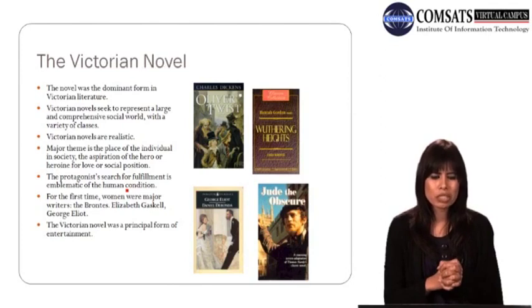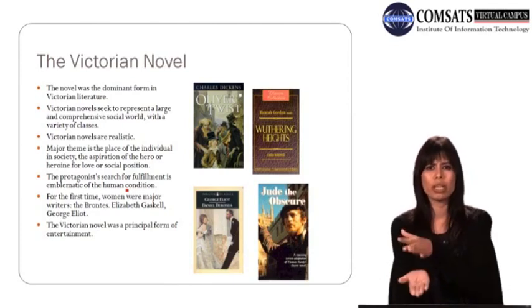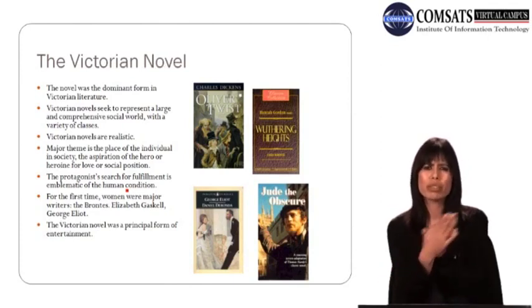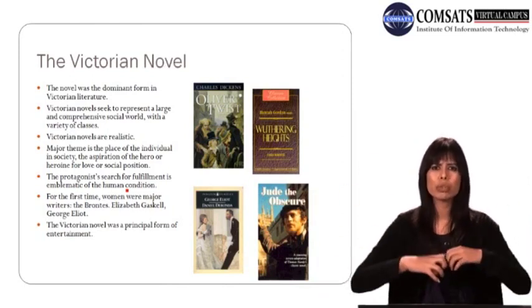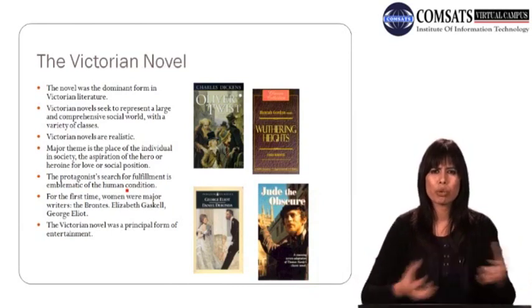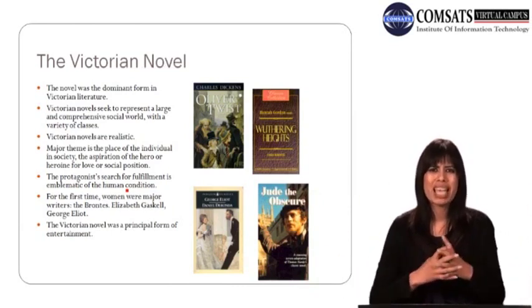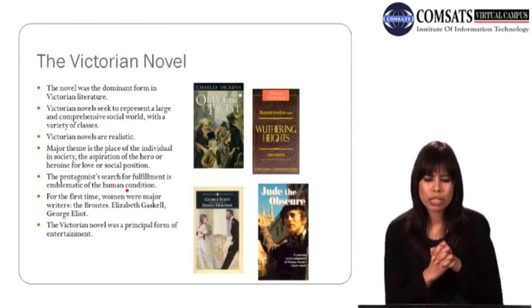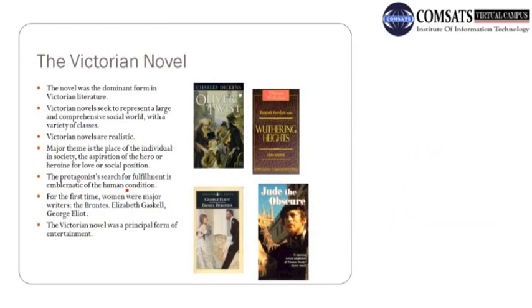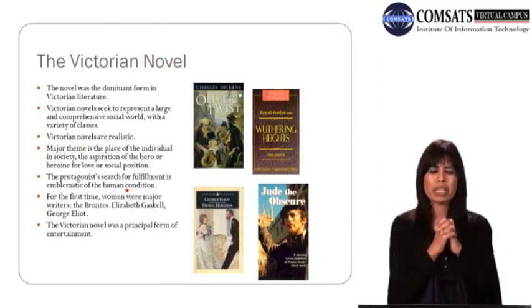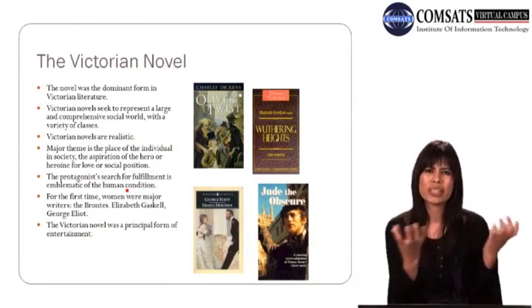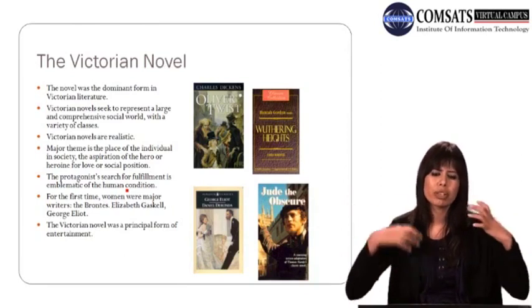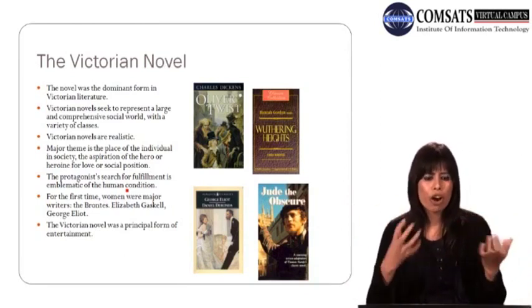Victorian novel seeks to represent a large and comprehensive social world with a variety of classes. So here you can see working class, there was a low class as well, there was elite class as well, middle class as well, all the classes of society. Here you will see a mixture of all the societies, of all the classes in the Victorian novels as well. So when you read different novels like Jude the Obscure, or you can say Daniel Deronda and many other novels, so you will see like these novels, they are basically about, you can say, different classes of society. In the Wuthering Heights you'll see different classes of society present there.